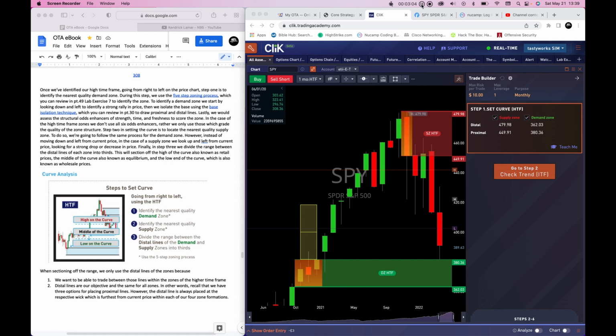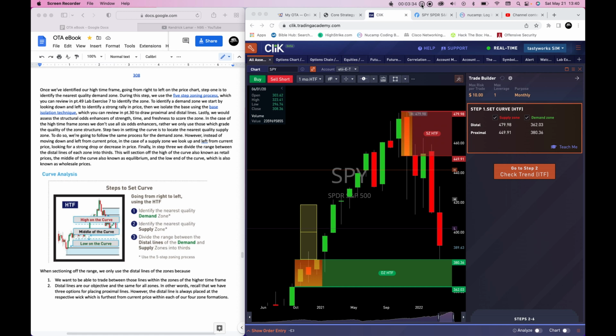Finally, in step 3, we divide the range between the distal lines of each zone into thirds. This will section off the high of the curve, also known as retail prices, the middle of the curve, also known as equilibrium, and the low end of the curve, which is also known as wholesale prices.